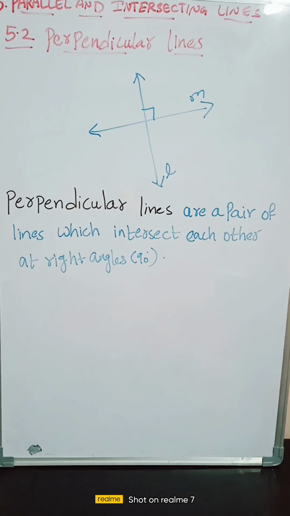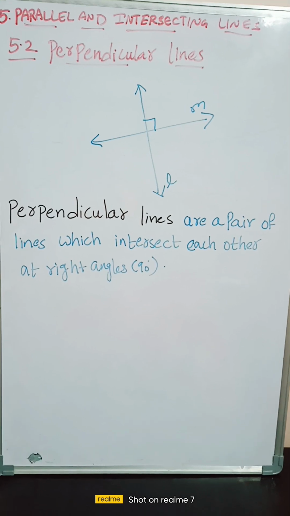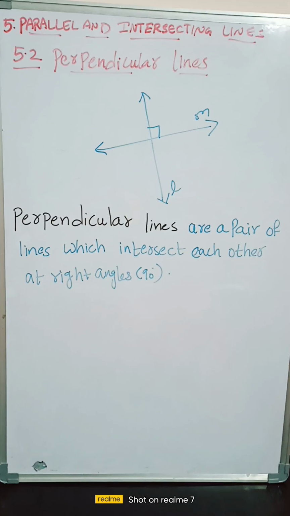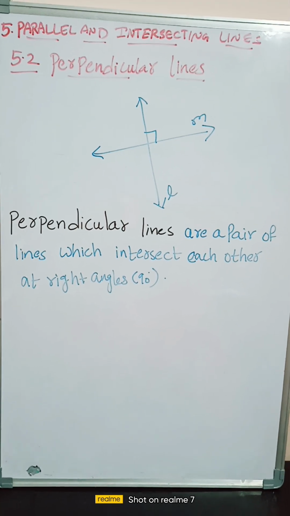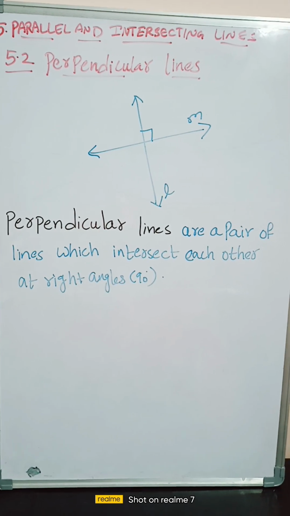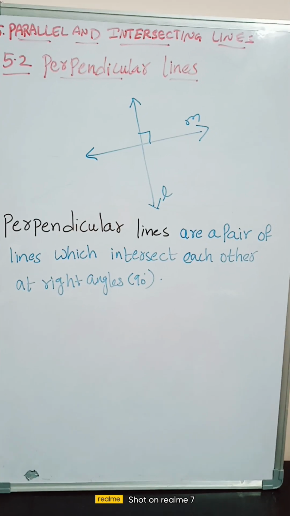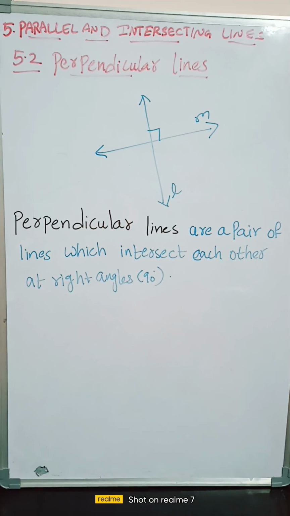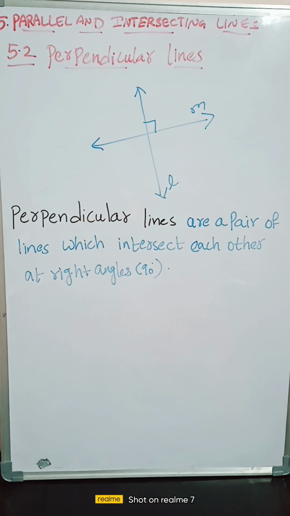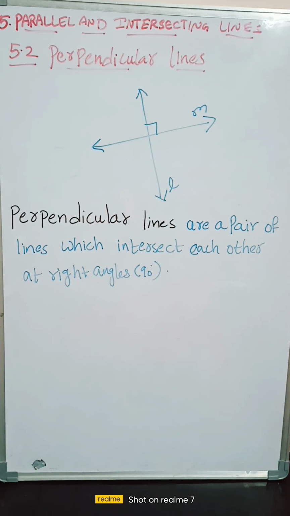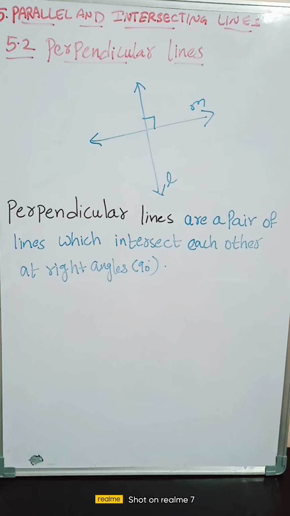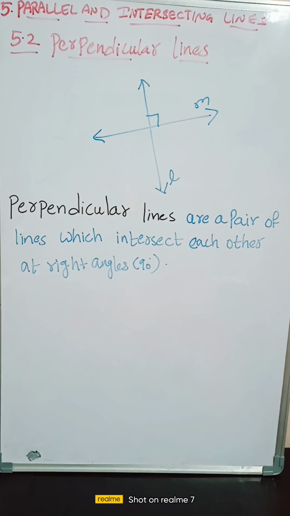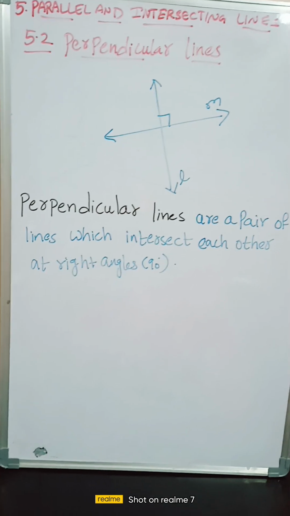Here see the definition. Perpendicular lines are a pair of lines which intersect each other at right angles. So they intersect at right angles only, which means each angle here is 90 degrees, as measured in a protractor. Here two lines are perpendicular.